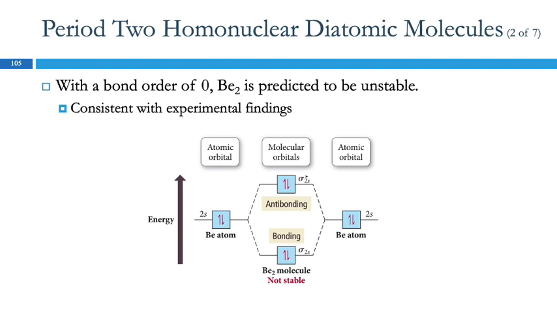Let's look at Be2. We're going to use the same orbital diagram here because we're talking about 2s. So here beryllium has 2 electrons and this beryllium has 2 electrons, and so when we put these 4 electrons in, we're going to end up with 2 in the bonding and 2 in the anti-bonding. You calculate the bond order. We've got 2 bonding minus 2 anti-bonding, that's 0. Bond order is 0. This should not be stable, and it isn't.